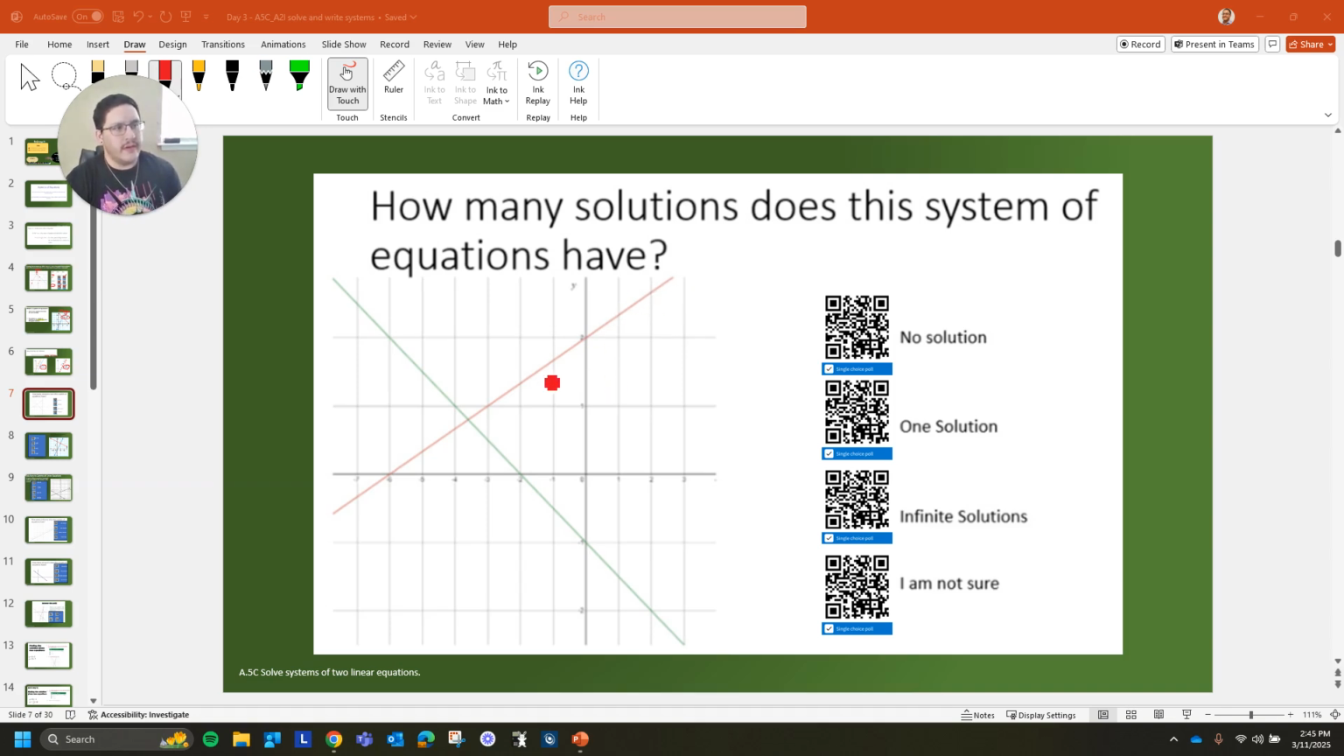So this system has two lines, right here and right here. And notice the angles they're going, they will eventually intersect each other at a particular point. So this has one solution to the system.